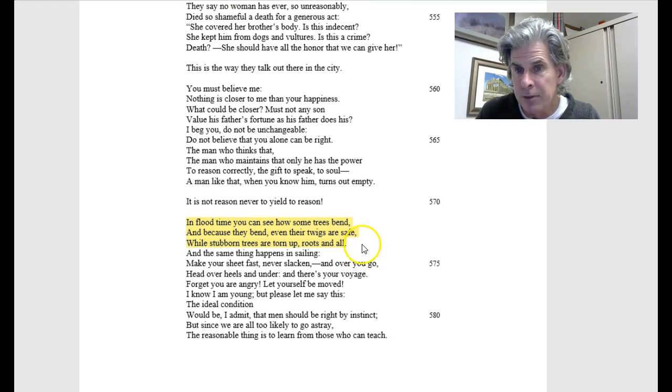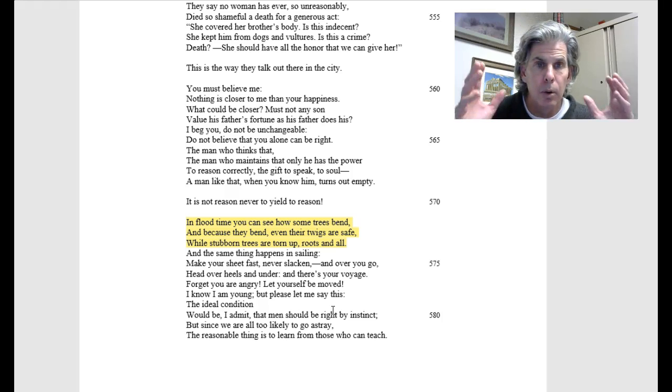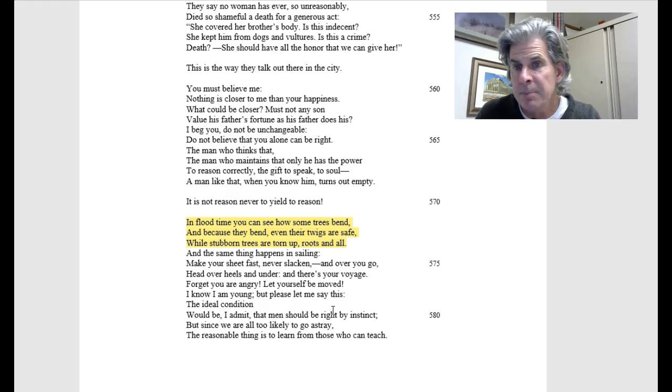"In flood time, you see how some trees bend, and because they bend, even the twigs are safe, while stubborn trees are torn up, roots and all." Oh my gosh. Okay, I don't need to talk about that. I think that is one of the most famous lines in Antigone. Well, it is without a doubt. He is warning his father of what's going to come.